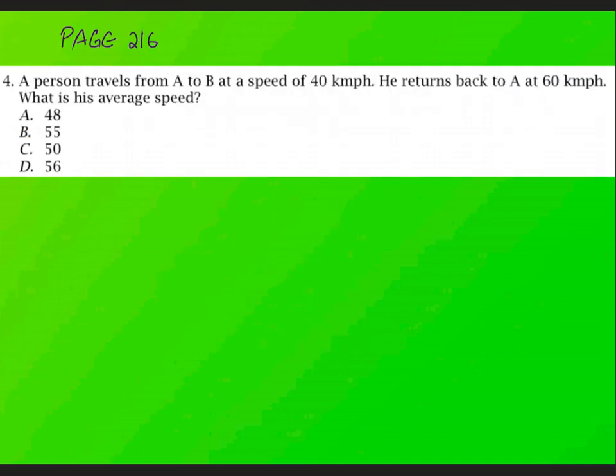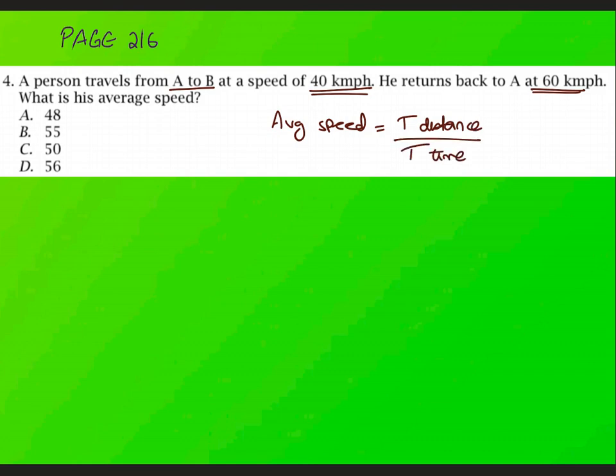Now what we have here is a person traveling from A to B at this speed and then returning back to A at 60 km per hour. And we have to find the average speed. Now average speed is basically total distance upon total time. Let's just say this distance is d units, d kilometers. So this is also d, which means the total distance is 2d.